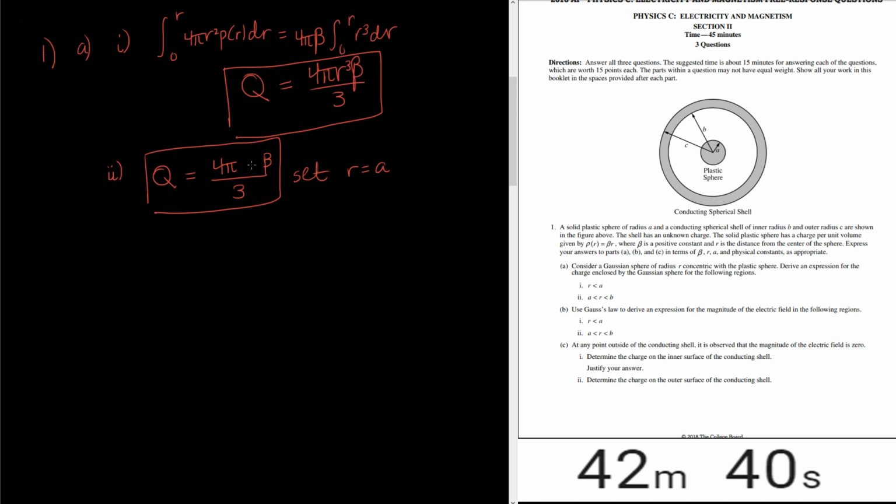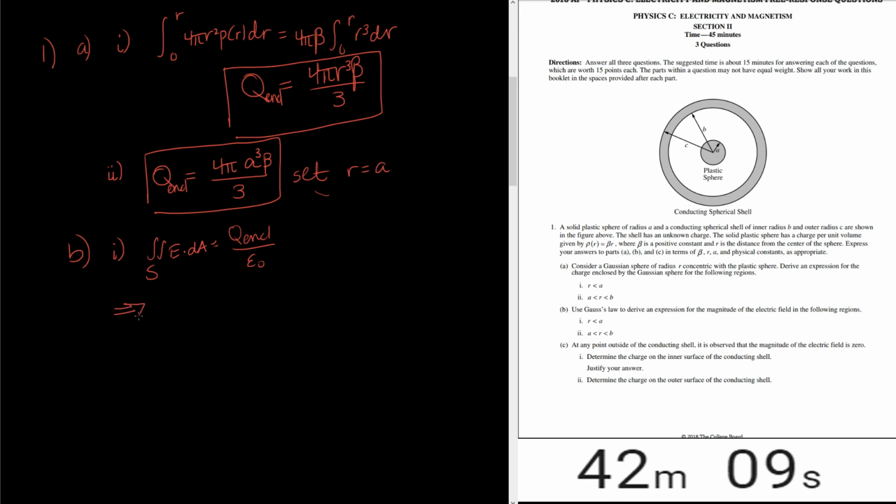So let's see if we can just get a nice erase going. Nice. Alright, for B, pretty good on time. We're going to use Gauss's law to derive an expression for the magnitude of the electric field in the following regions, the same 2 regions. So for part I, we have Gauss's law, which you get to just write out the equation. Gauss's law is the enclosed charge over epsilon 0. I should write charge enclosed here to be extra clear.